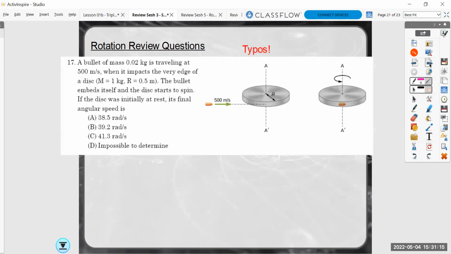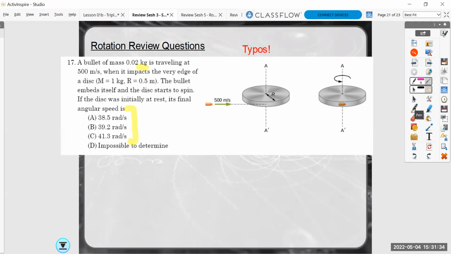Last but not least, we've got number 17. I apologize, this one has a few typos in it. The bullet was intended to be in kilograms, not in grams. And my answers should be in radians per second, not in meters per second. So I'm sorry about that.